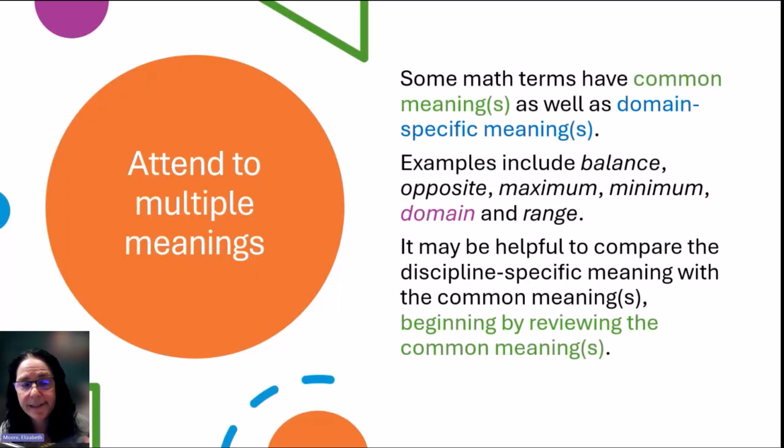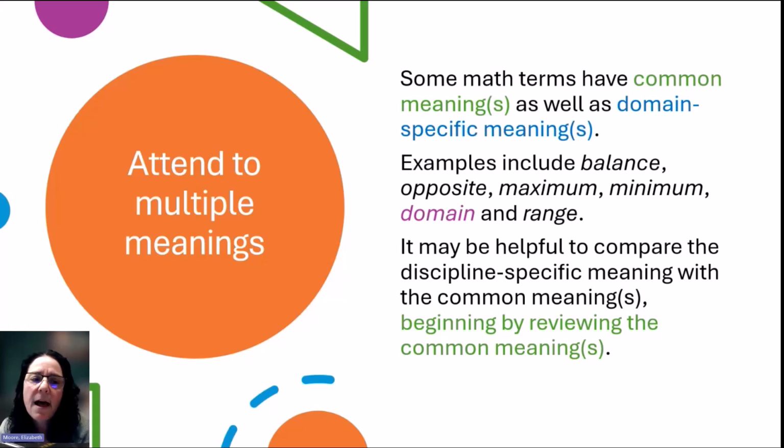Going back to that attending to multiple meanings, some math terms have common meanings as well as domain-specific meanings. Words like balance, which has a common meaning in the sense of balancing on a balance beam or on one foot. It also has a meaning in physics, balancing forces, or in chemistry, where we are balancing equations similarly, but not in quite exactly the same way as in math.